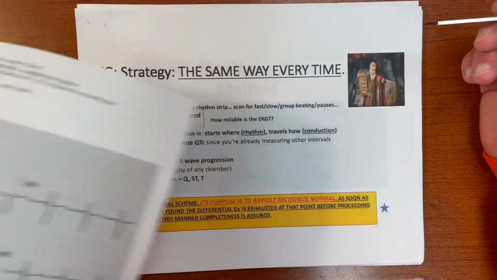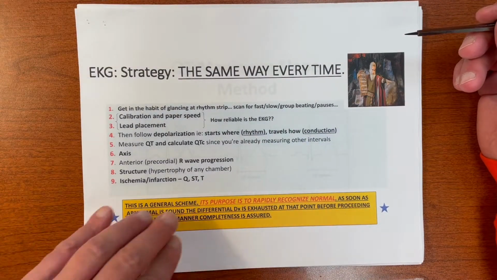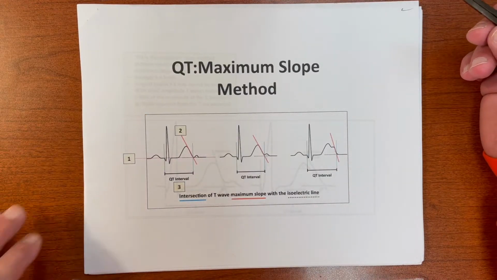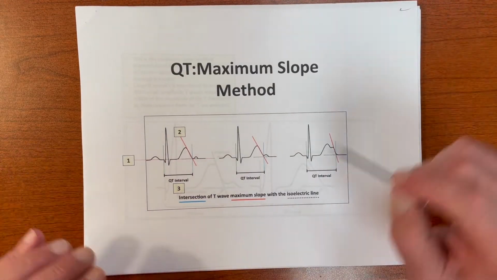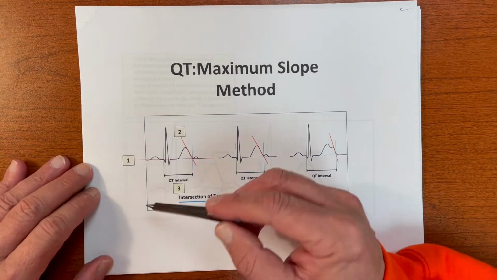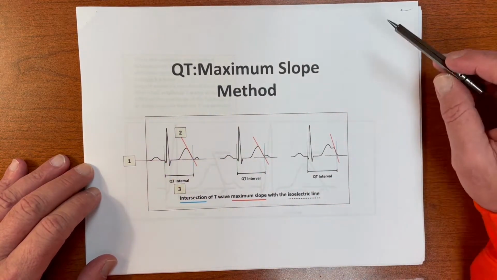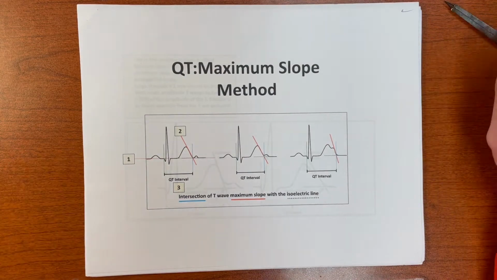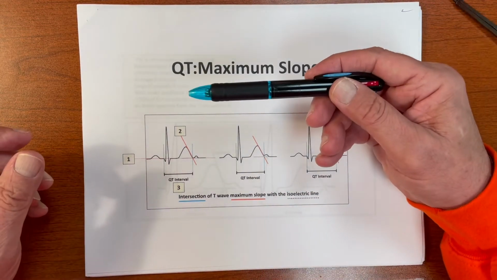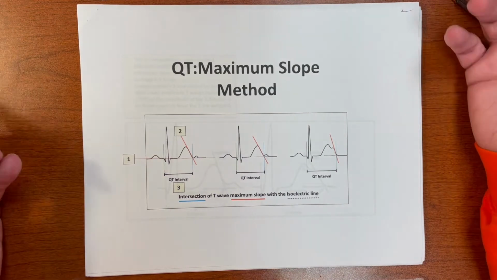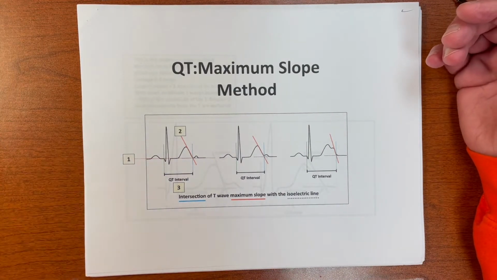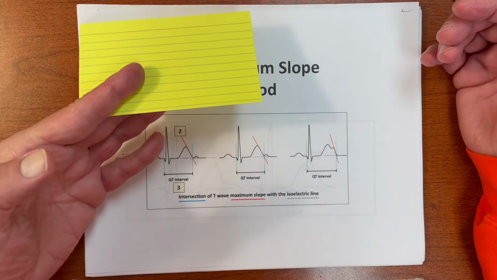So that having been said, what about the QT interval? I use the maximum slope method. All right. Three steps here: 1, 2, 3. Okay. For 1, you draw, and this takes a pen, and then it takes some sort of straight edge. You can use a card.